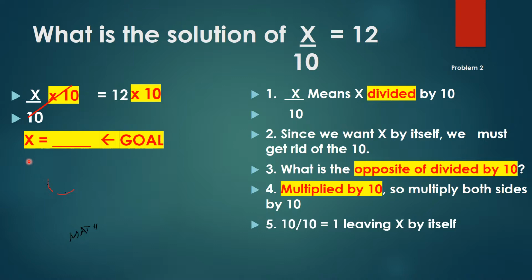So what about the right side? What goes into this yellow blank here? Well, let's look at the right side of the equation. I've got 12 times 10. So what is 12 times 10? 12 times 10 is 120. So here comes my answer of 120.